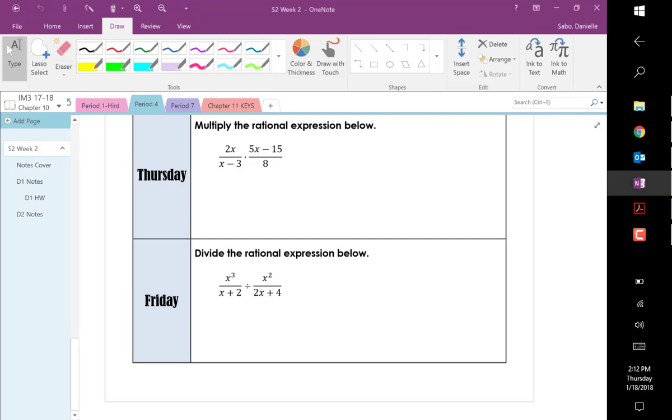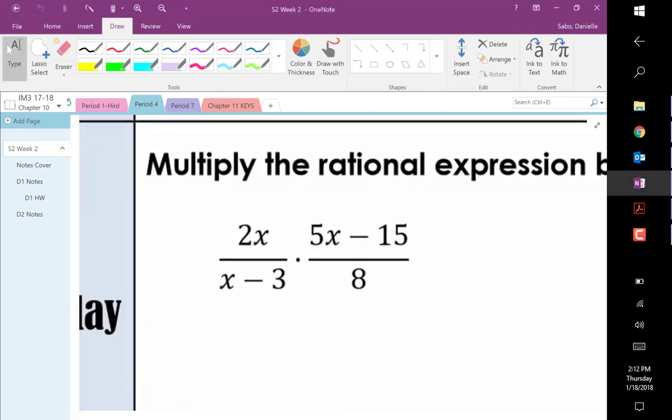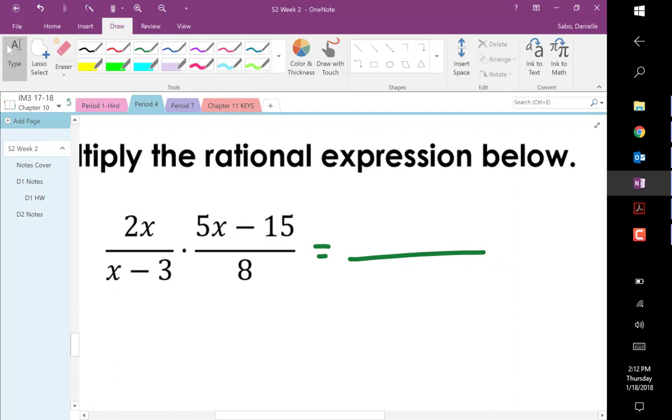So today for the bell ringer, some people were getting stuck. When we're doing these, you have to look at every single piece individually. We're taking a rational expression, multiplying it by another rational expression. So we take it each piece one at a time. I draw a big fraction symbol.